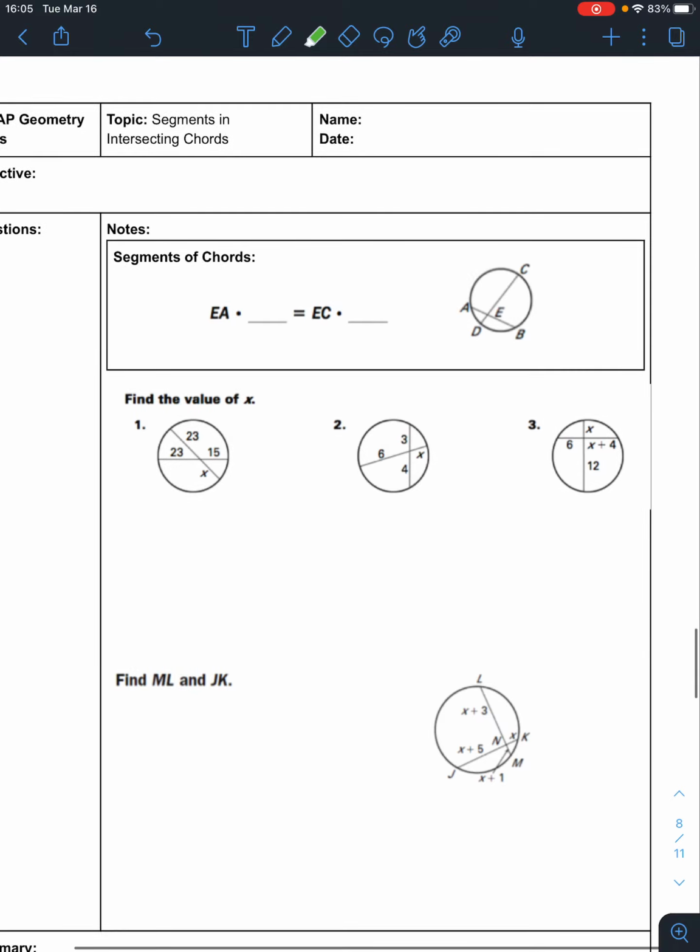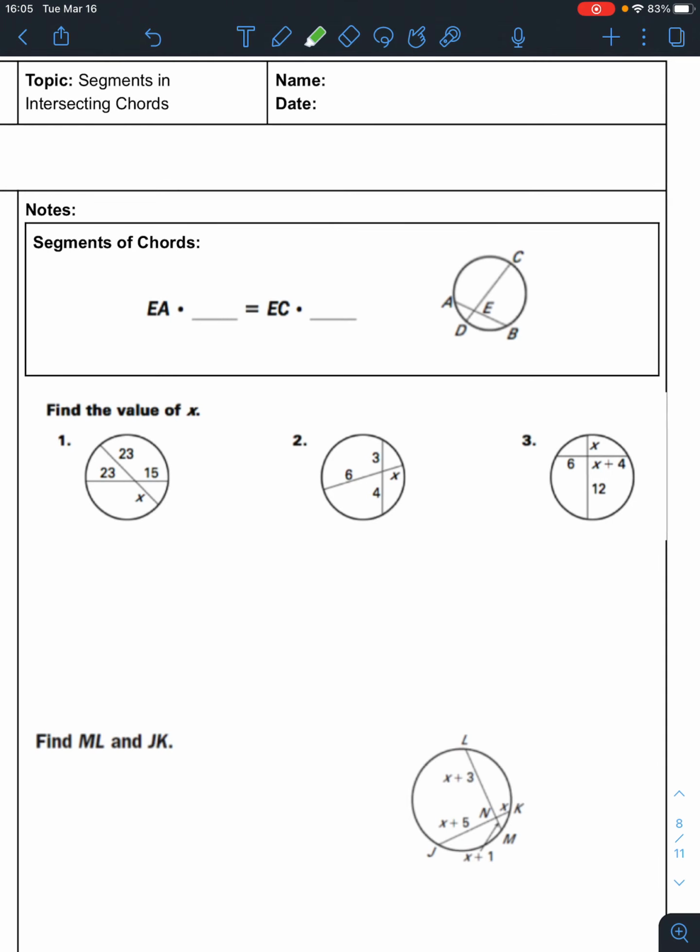So we're going to talk about today what happens when chords intersect, what happens to the chords themselves when they intersect. So we have chord AB and chord CD, and when they intersect, they break into pieces where EA times EB, so EA and EB multiplied together equals EC and ED. So the pieces of each chord multiplied together equals the pieces of the other chord.